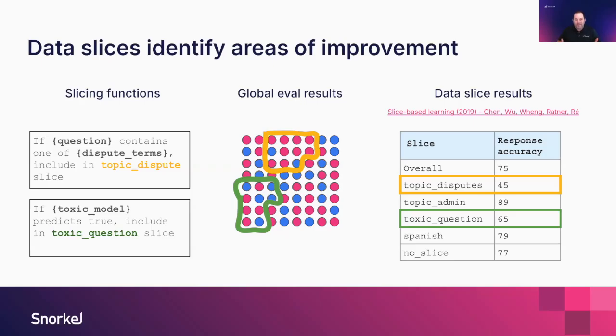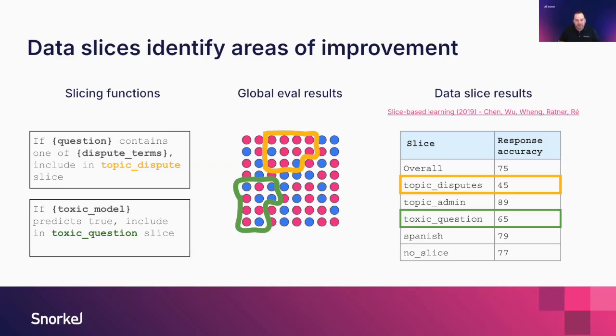So if I were building an AI assistant, the example you see here, I might want to create a slice for disputes, right? When someone is, for example, disputing a charge on their credit. I might look at administrative questions. This could be when someone wants to change their billing date, or when they want to reset their password, right? Whatever it might be. To maybe even toxic questions, right? People are asking things that they shouldn't be, that could cause maybe legal risk for us or concern, even different languages.